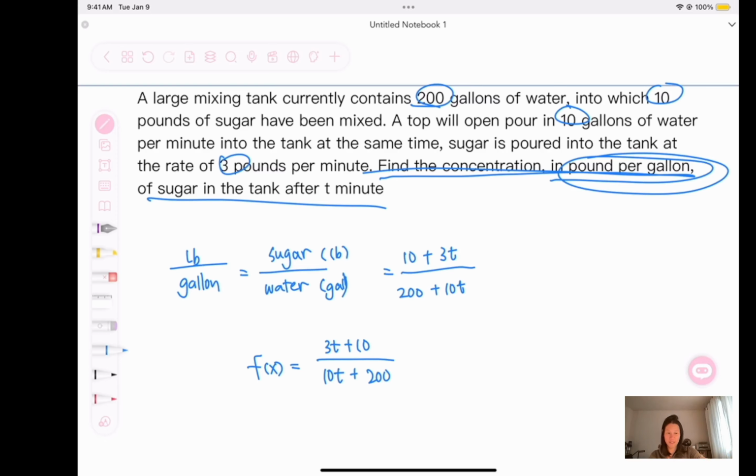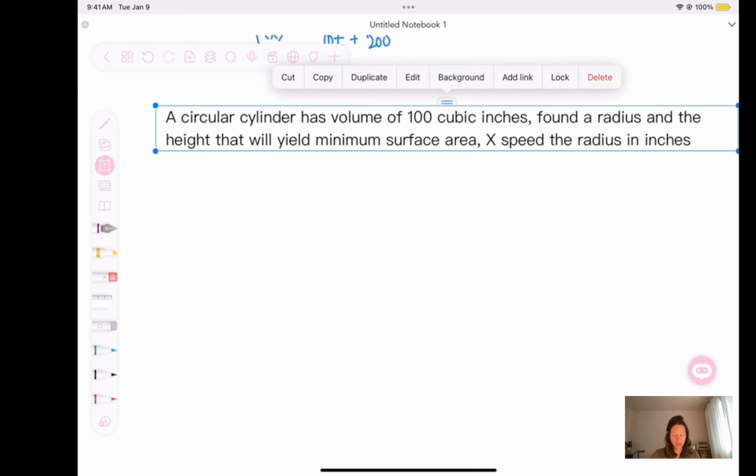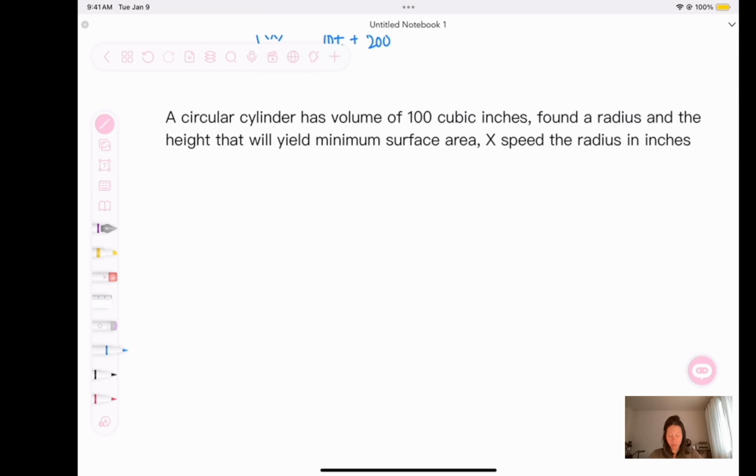Okay, here's the next question. A circular cylinder has a volume of 100 cubic inches. Find the radius and the height that will yield the minimum surface area. Let x be the radius in inches. Okay, so let me draw a cylinder.